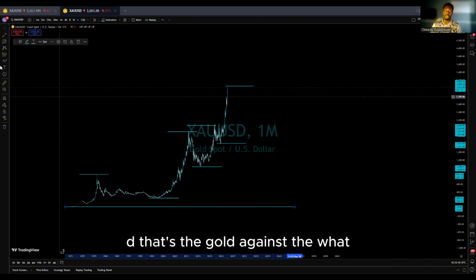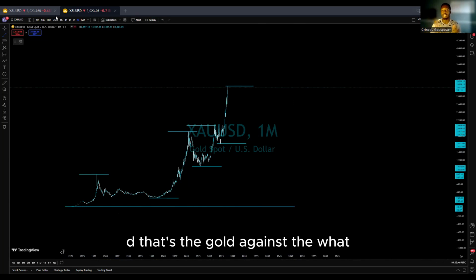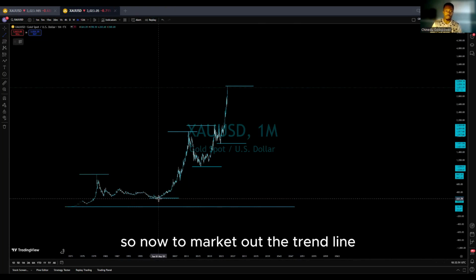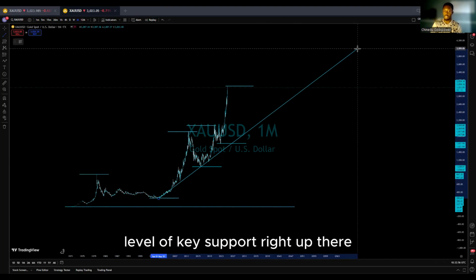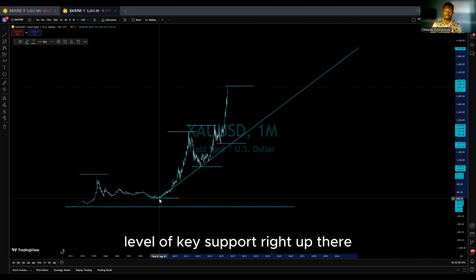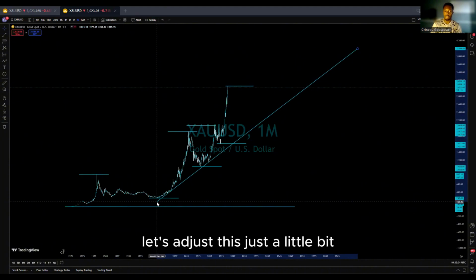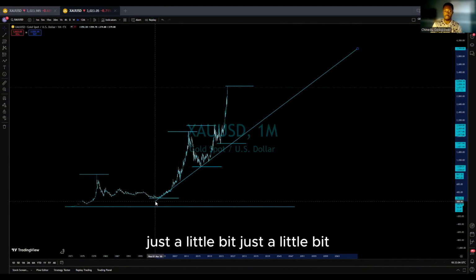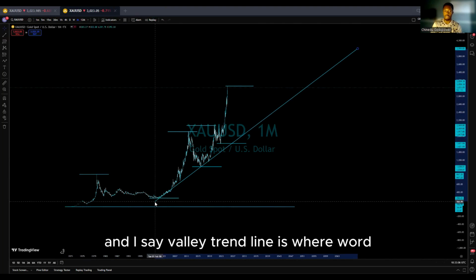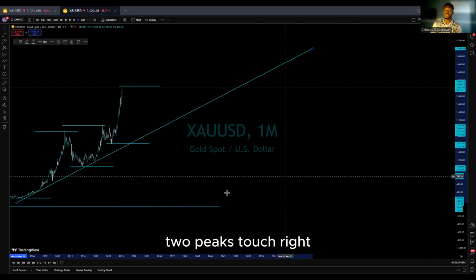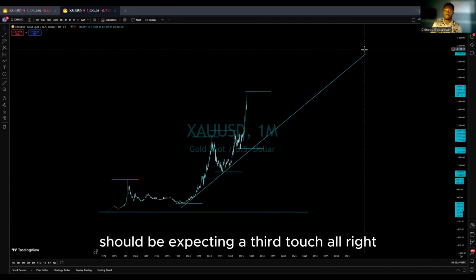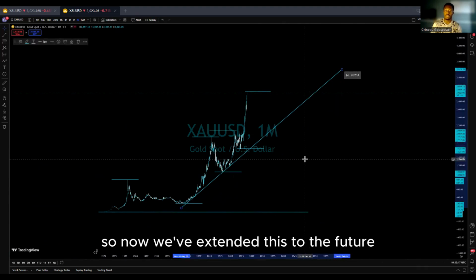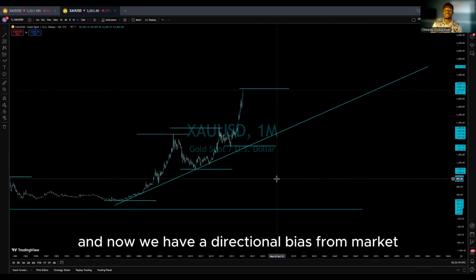Now, if we extend this to the future, this serves us as the base, the greatest support for XAUUSD. That's the gold against the what? The United States dollar. So to mark out the trend line, take it down from a level of key support, right up there. Let's adjust this just a little bit. And a valid trend line is where what? Two peaks touch, right? We should be expecting a third touch. All right, so now we've extended this to the future, and now we have the directional bias for the market.